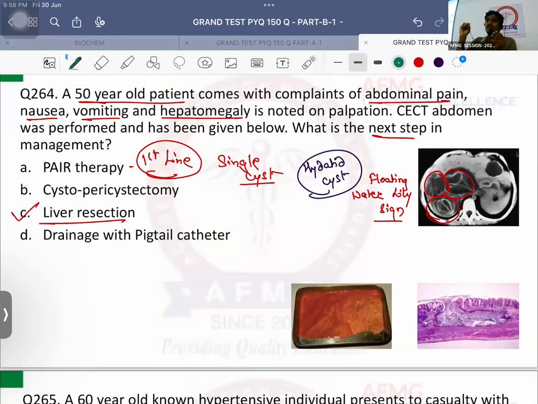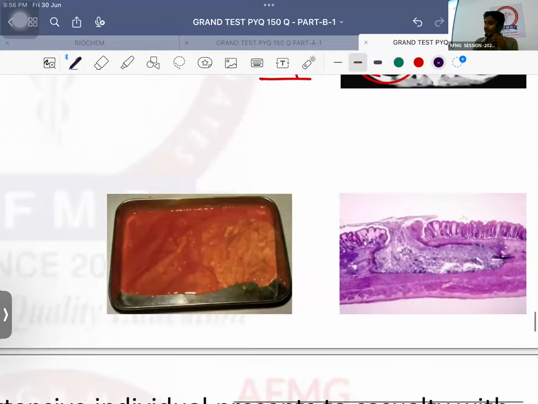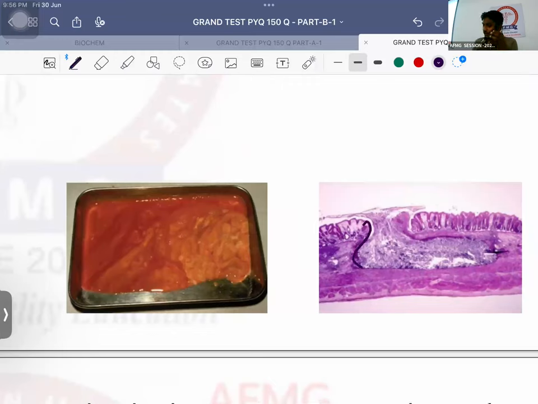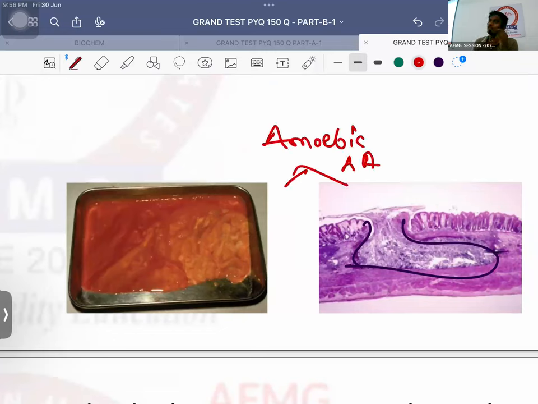Over there, we go for cystopericystectomy, if there is again a single cyst. But if there are multiple cysts, then how many cysts will you remove? So it's better to go for a liver resection. If they would have said there is fever and all of the features with flask-shaped ulcers in intestine and anchovy sauce pus, this is a case of amoebic liver abscess. Drug of choice would have been metronidazole.